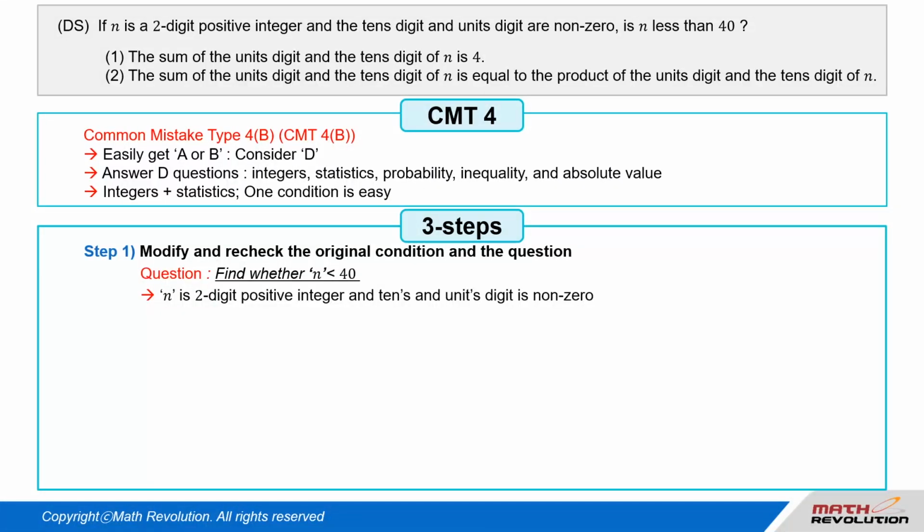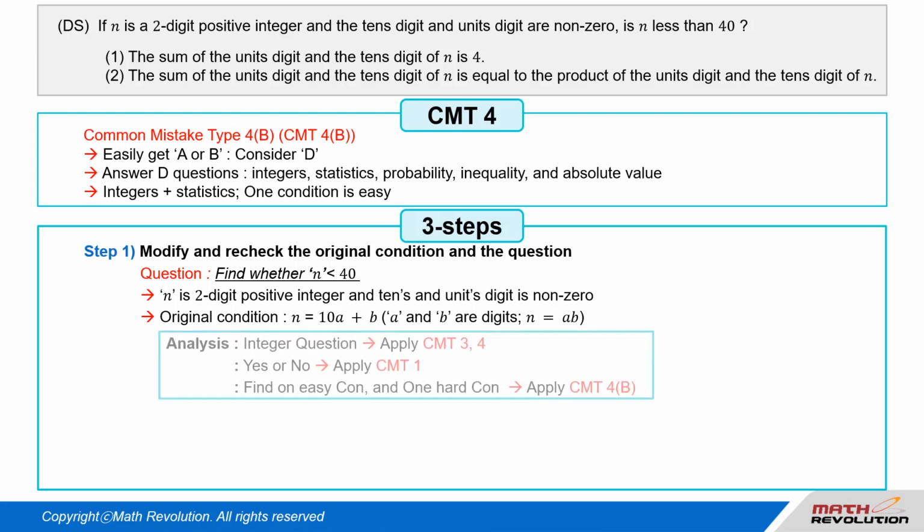Follow the first step of the variable approach by modifying and rechecking the original condition and the question. We have to find out whether n is less than 40, if n is a two-digit positive integer, and the tens digit and units digit are non-zero. The original condition can be modified to n equals 10 times a plus b, where a and b are the digits and n is a times b.